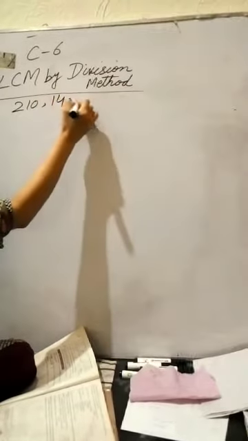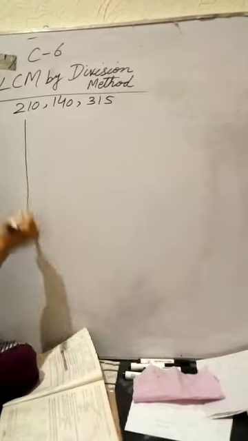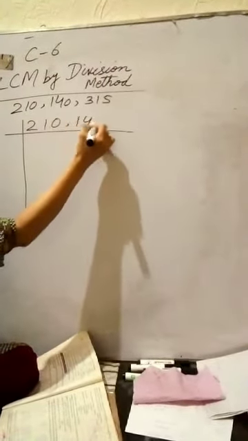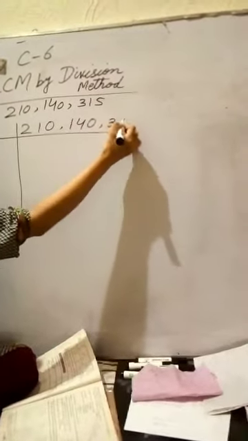And the next question is 210, 140, 315. For LCM by division method, you need to draw the hut, write your values with some gap and with the comma sign, and always start with 2, then go with 3, 4, 5 and 6.